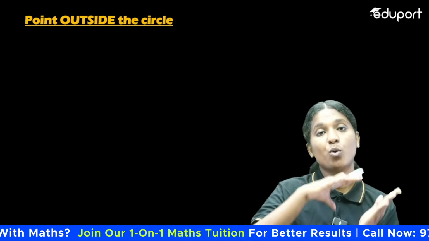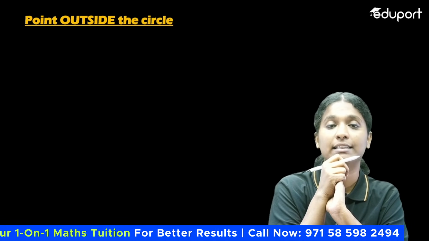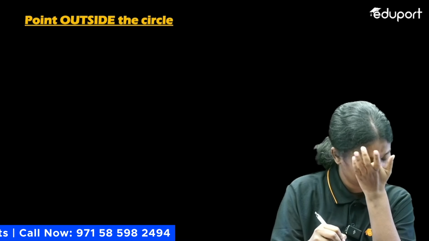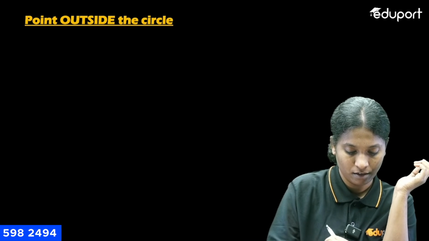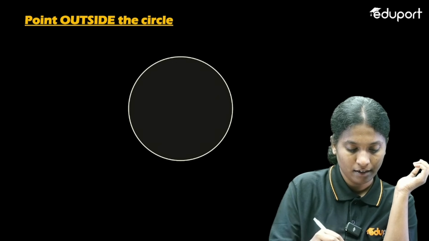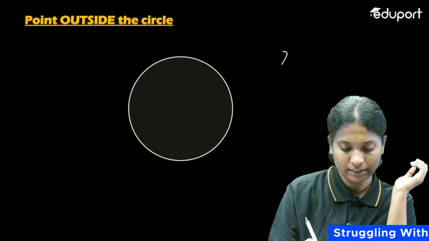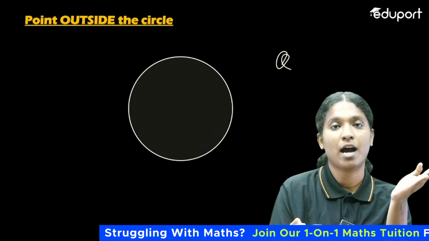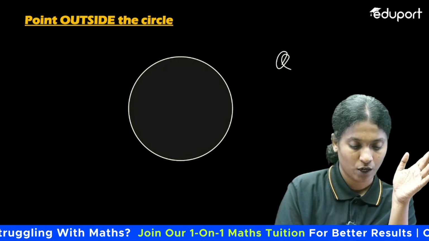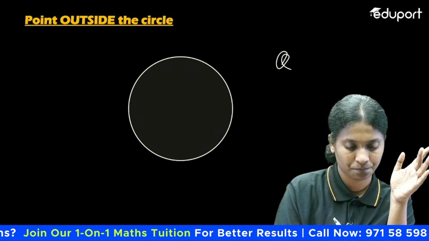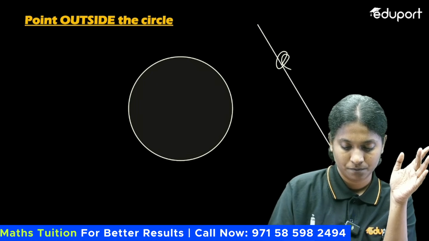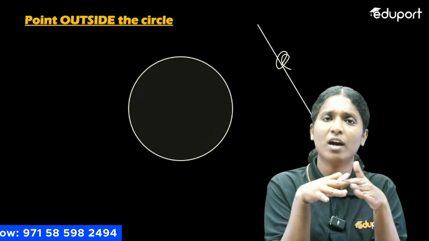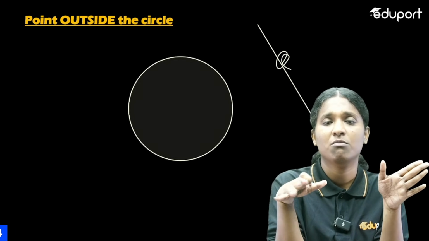So, point outside the circle. Let me make a circle, and there is a point outside the circle. So, this is a point Q outside the circle. And how many tangents are possible? Since there is no connection, no tangents are possible.